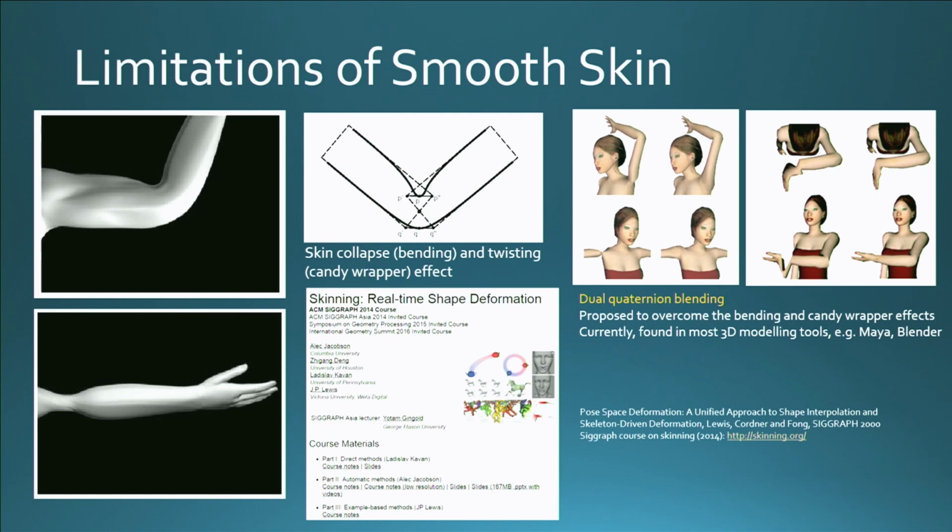Traditionally, skinning algorithms are based on linear blend skinning, also called smooth skinning algorithms. But these algorithms have some limitations, as you see here in the examples. This is called the skin collapse or bending effect, or candy wrapper effect. Because of the linear interpolation, you lose some of the vertices here, and these kinds of limitations were later solved with the introduction of dual quaternion blending.